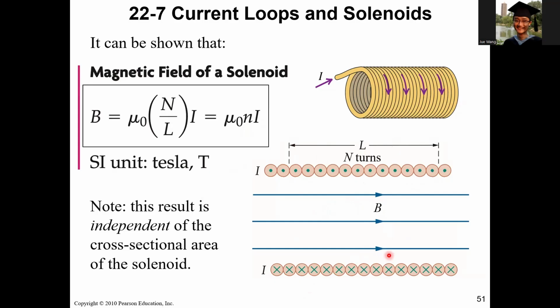Okay, so in this case, we have a solenoid of many loops of current. They extend a length of L. It has lowercase n turns per meter. Then we have a magnetic field. Okay, we have a uniform magnetic field only inside the solenoid, and it's mu naught n I.